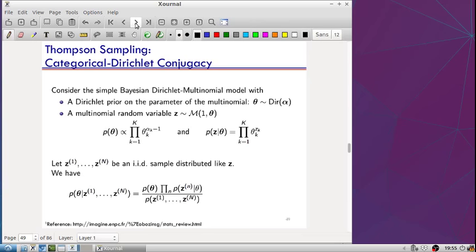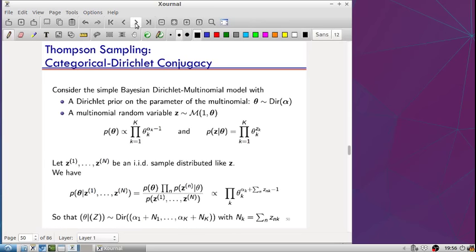We want to focus on this posterior: P of theta given n observed values of the categorical or multinomial distribution. By Bayes' rule, probability of A given B is probability of B given A times probability of A divided by probability of B. If you plug in these expressions, you'll get another product over the thetas, and this is also Dirichlet. I started with a Dirichlet prior. I used a categorical or multinomial as the likelihood model, and the posterior distribution is also Dirichlet.